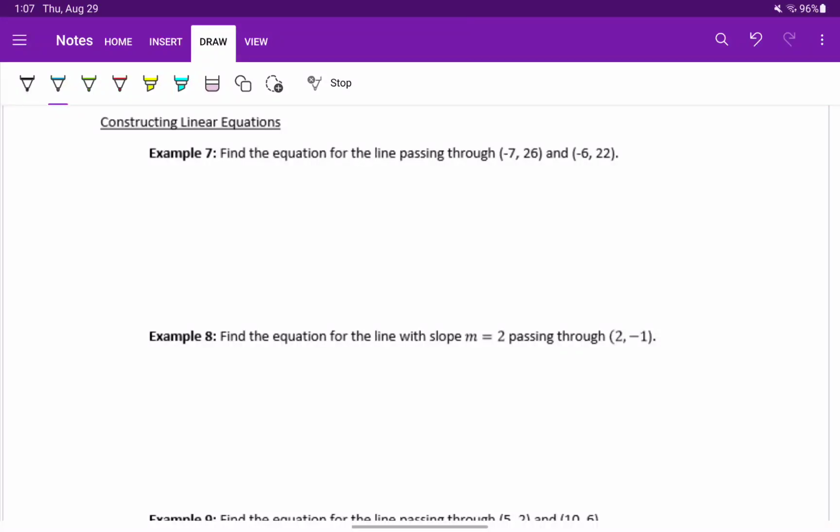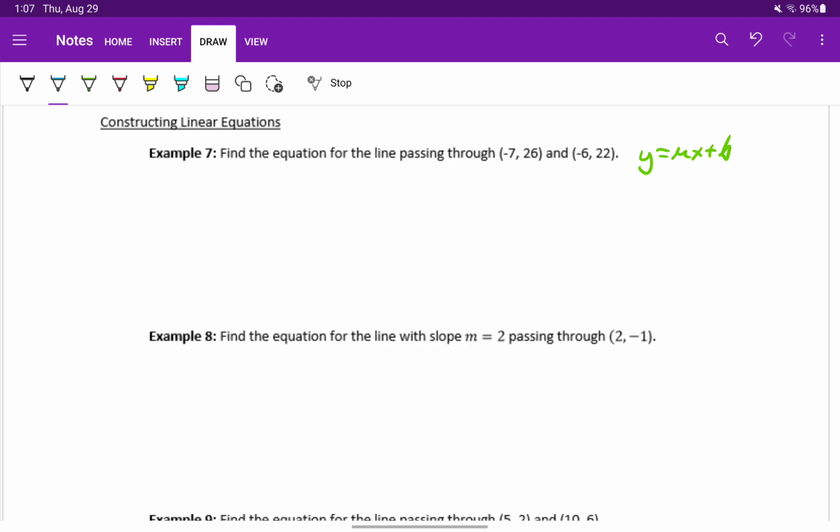In the previous examples, a linear equation was provided to us, but we can also construct a linear equation given different pieces of information. For instance, in example 7, we want to find an equation still of the form y equals mx plus b, using that slope-intercept form, where our line has to pass through these two particular given points.